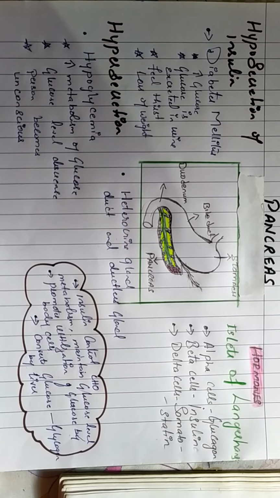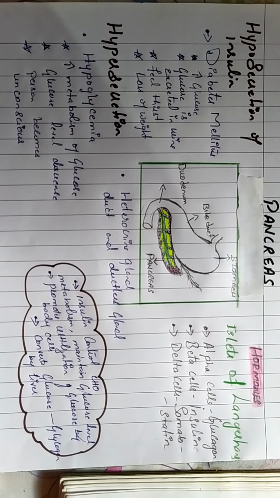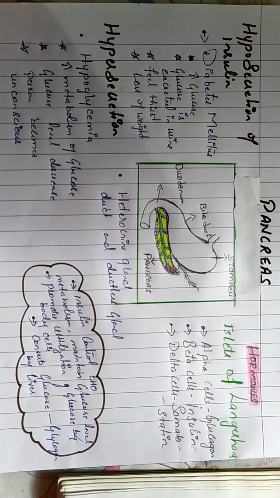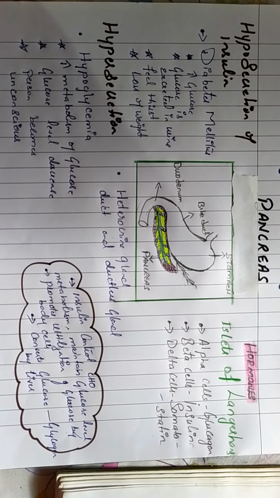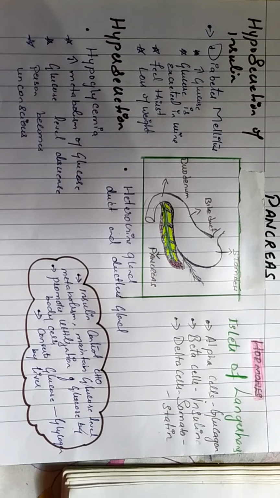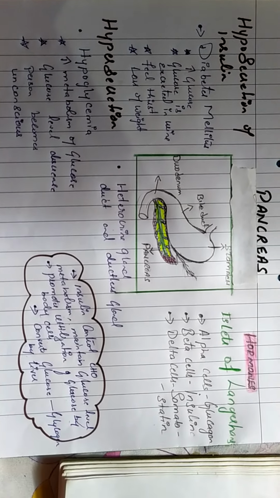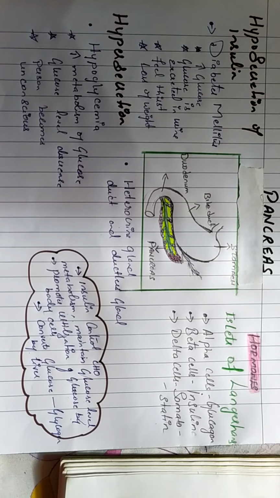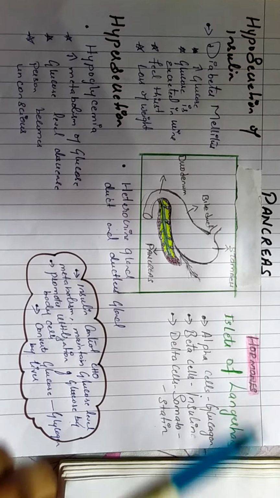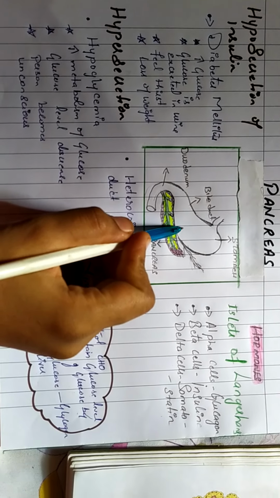In the previous class we covered the introduction to the endocrine system, the adrenal gland, and the thyroid gland. Today we are going to cover the pancreas gland and the pituitary gland. Let us start our class with the pancreas gland. As you can see in the center of the slide, the structure of the pancreas gland.